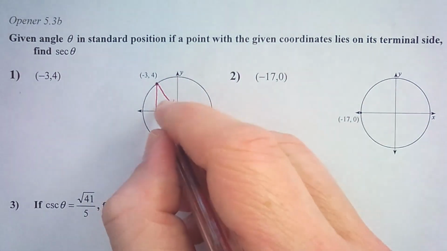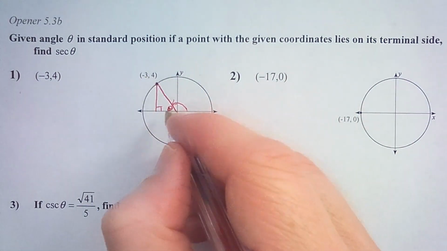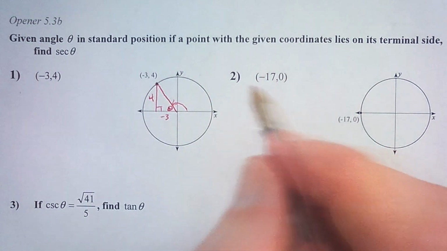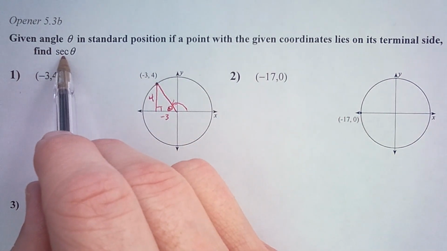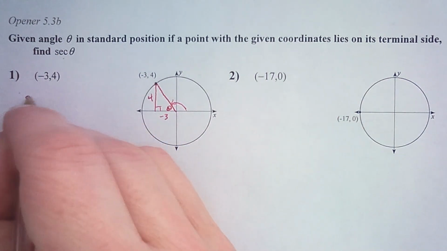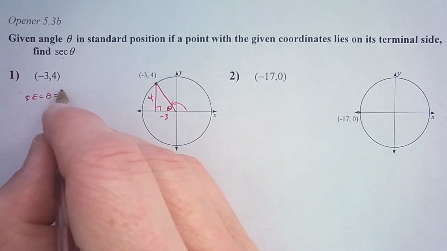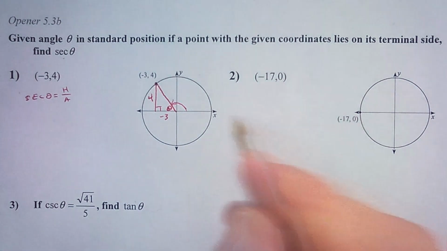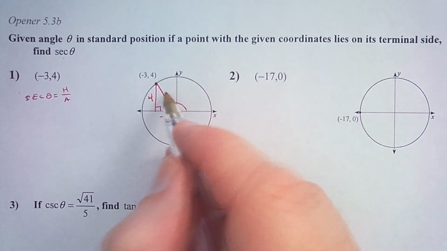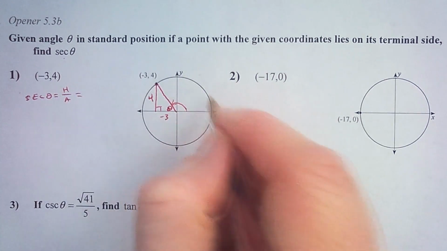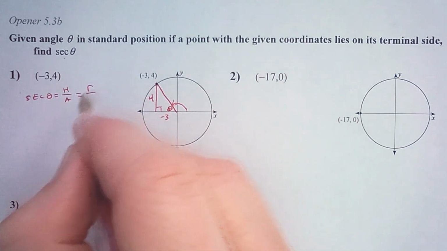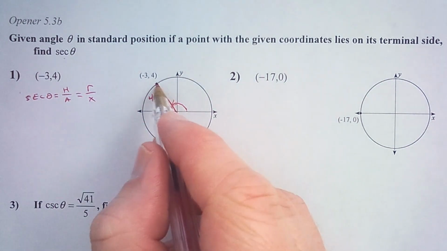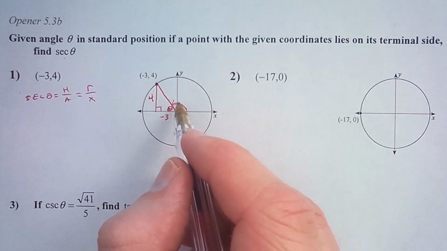Okay, so we'll make a right triangle out of that. And our x value is negative 3. Our y value is 4. And we're going to find secant. Secant is the reciprocal of cosine. So secant theta is hypotenuse over adjacent, reciprocal of cosine. So we need to know the hypotenuse. Okay, now on this triangle here, on this circle, the hypotenuse is the radius, the adjacent is the x value. Okay, so we need this radius or hypotenuse.